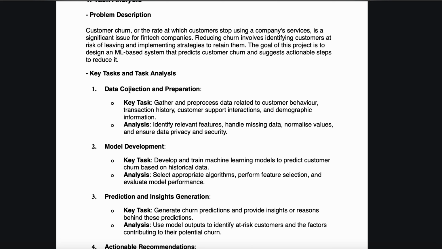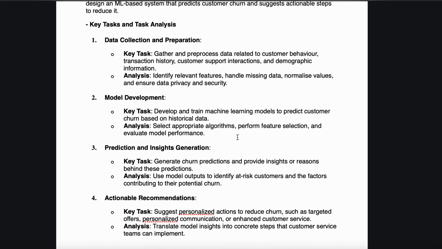Data collection and preparation. Basically, we have to gather and preprocess data related to customer behavior, transaction history, customer support interactions, and demographic information. This is all already part of the fintech. I know that these are very readily available with most fintech companies. Identify relevant features, handle missing data, normalize values, and ensure data privacy and security.